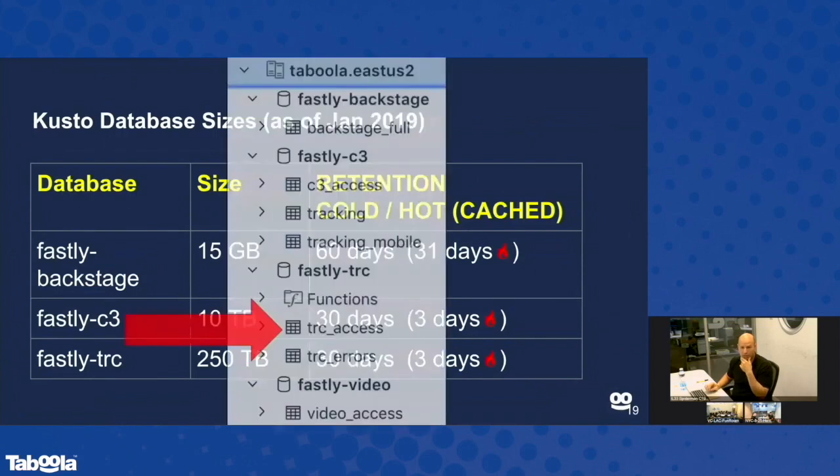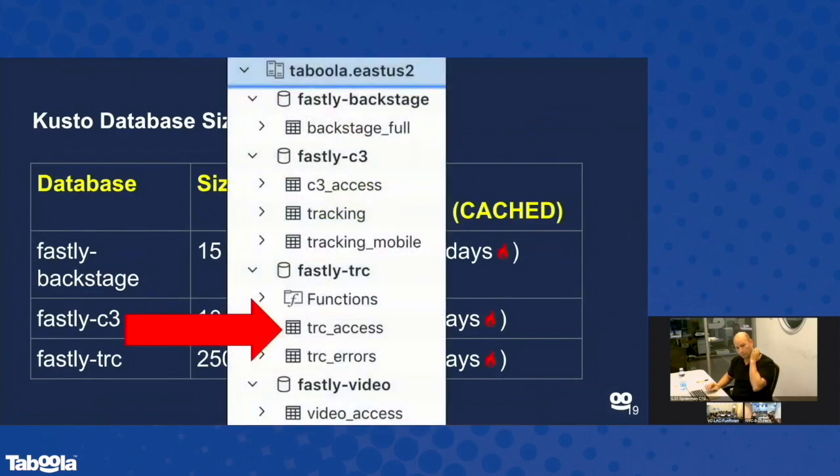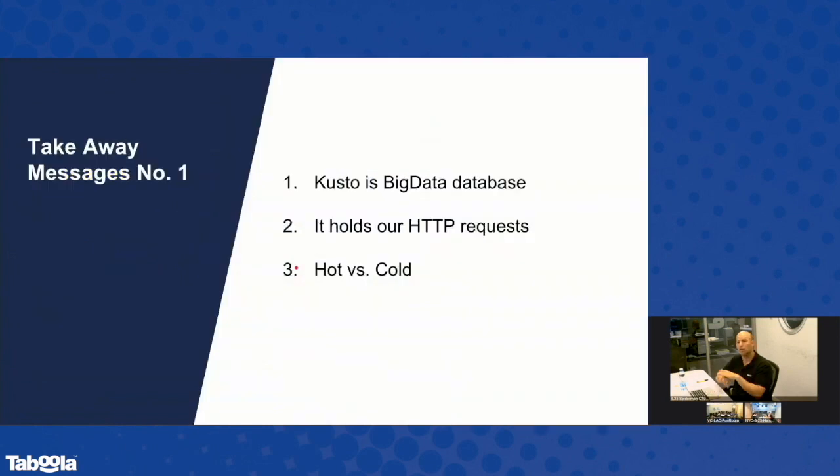This is how it looks in the UI. You see a database, an icon, and then a table. Okay. Moving on. So let's summarize the takeaway so far. It's a big database. It holds our HTTP requests. It has hot and cold aspects of the data.